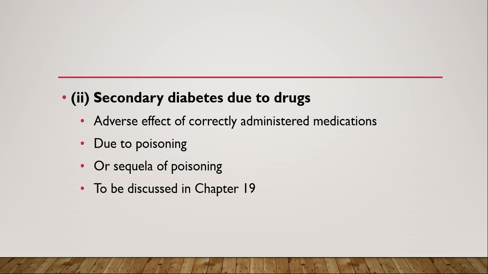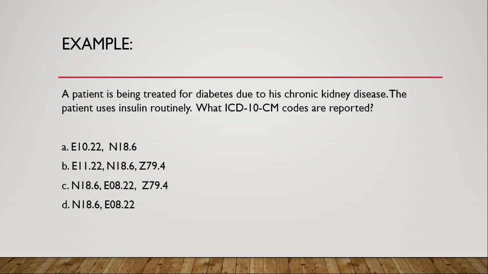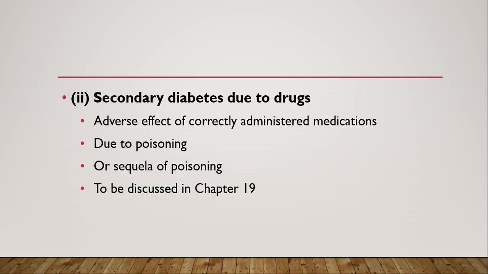Secondary diabetes mellitus due to drugs can be an adverse effect or it can be a poisoning. We will definitely discuss this when we go to chapter 19. Before moving on to the example, I just need to go through the summary. When we're talking about diabetes mellitus, we need to know the type, the combination code, the body system affected, and the complications in that body system.